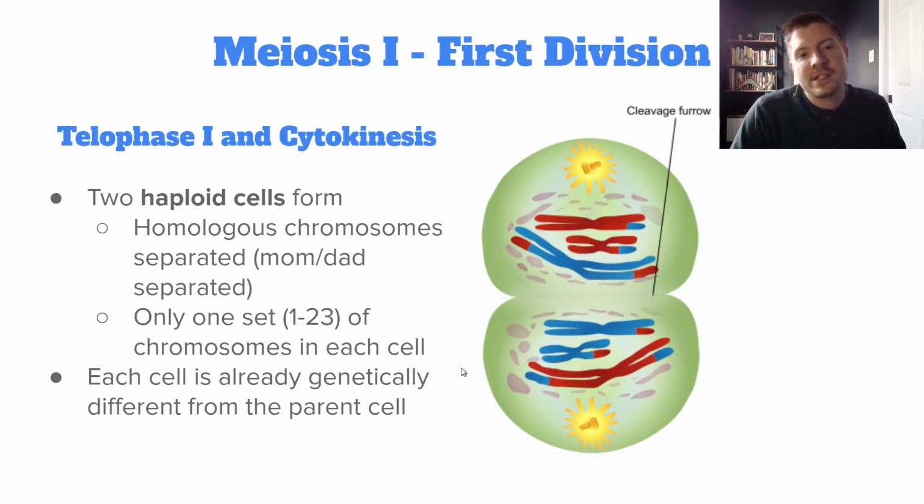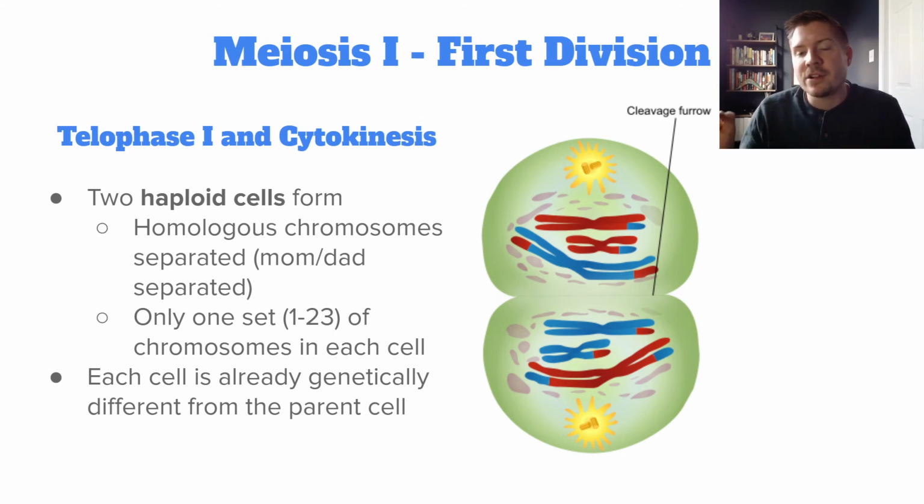In telophase 1 and cytokinesis, you get 2 haploid cells, because you only have one set of chromosomes in each cell, even though it's replicated. That doesn't count as 2 different sets. And so each of these cells is already genetically different from the parent. And then, of course, you're going to get the membrane pinching in, forming the cleavage furrow, and separating in cytokinesis to form 2 new complete cells.